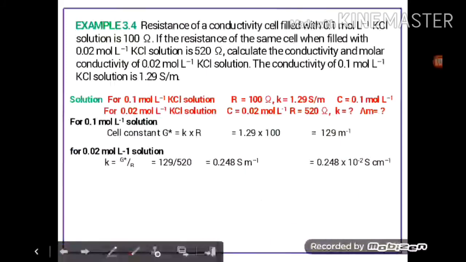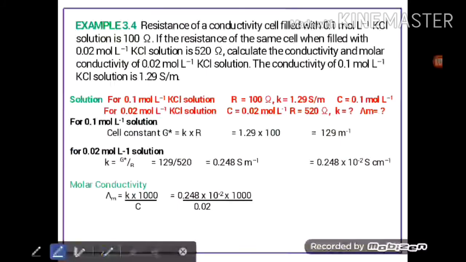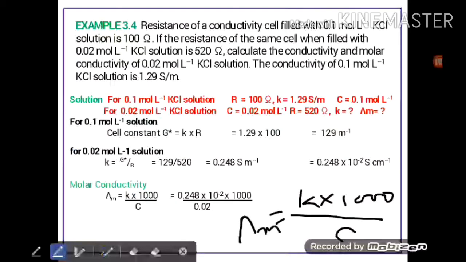Now see, when we calculate kappa, conductivity, our task is easy. Now we can calculate the different types of conductivities. Now we are going to calculate the molar conductivity. The relation between conductivity and molar conductivity: molar conductivity, lambda m, is equal to kappa into 1000 divided by C. This is the relation between molar conductivity and conductivity.